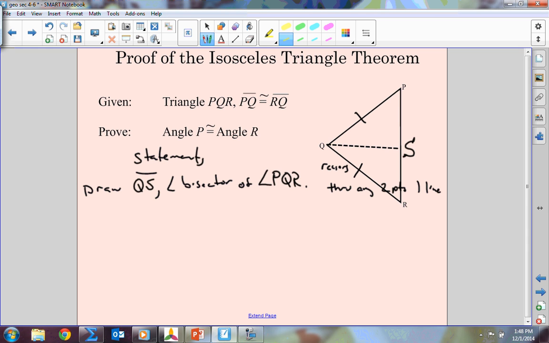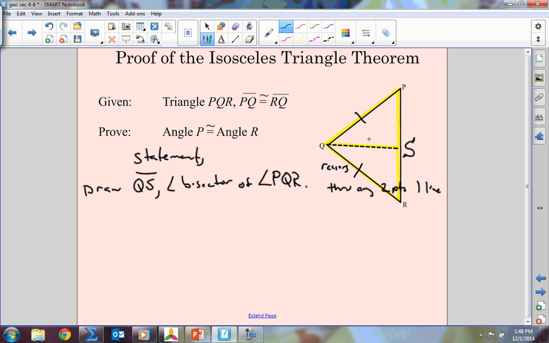But when I drew this, I made 2 of these triangles. What did we spend a good time of chapter 3 doing? Or chapter 4? I'm sorry, chapter 4, we proved triangles congruent. And that's what we're going to do here, is we're going to show these 2 triangles are the same. That means all their parts are the same, which means those 2 angles would have to be the same.